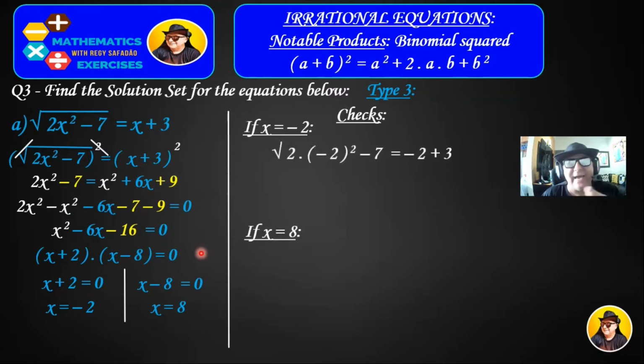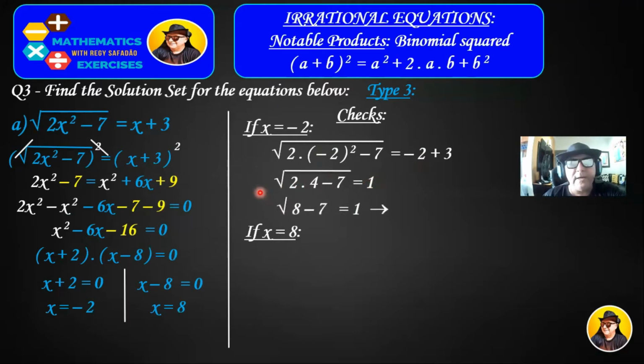So if x is negative 2, we have that the square root of 2 times negative 2 squared minus 7 is negative 2 plus 3. So let's solve this. We have that negative 2 squared, okay, is 4. And here, negative 2 plus 3 is 1. And here, 2 times 4 is 8, and 8 minus 7 is 1. So 1 is 1. It means that it is true.